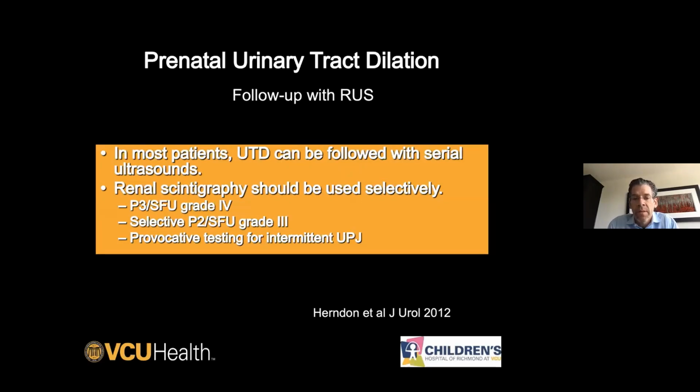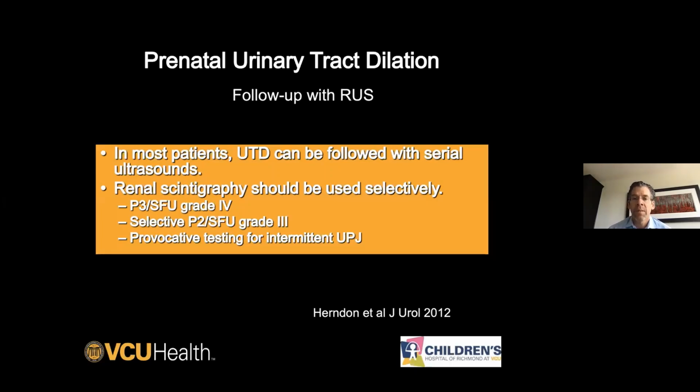What I personally do is I use serial ultrasound measurements. I think that's a better predictor in terms of the degree of dilation. And certainly renal scan does have its role, but I think it's limited. I use it personally for P3 or SFU grade 4, or for select cases of P2 or SFU3, where you're following a patient for several years. I'll spot check for function in essence and assure that they have adequate drainage.